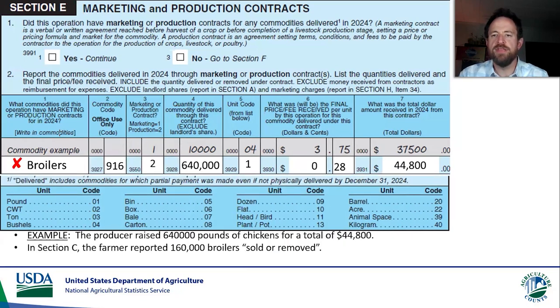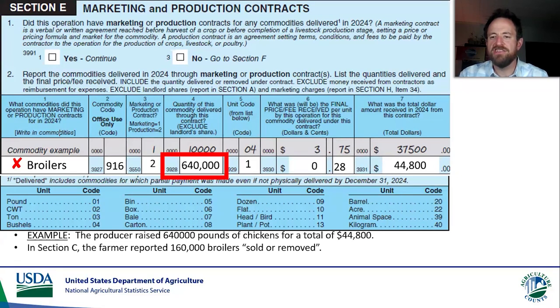To further show the importance of having correct units, let's look at one more. The next example shows chickens reported on contract by pound. However, the price is reported by bird. Doing some quick math, we can divide the total, $44,800, by the price, 28 cents, and get an estimate of the quantity delivered. This would give you 160,000 pounds. Upon review of the livestock section, the farmer reported 160,000 birds sold.